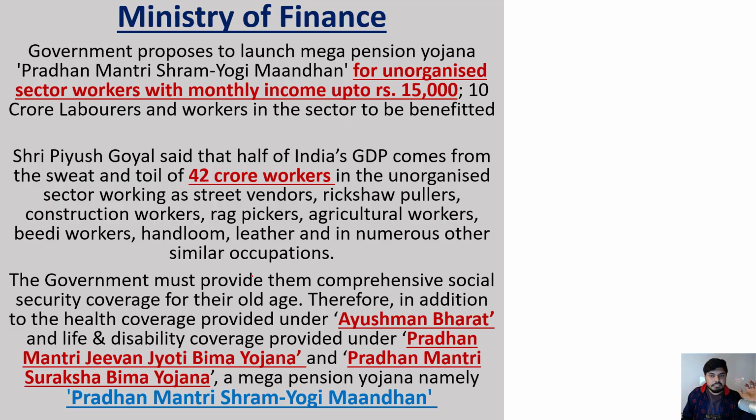Okay, the next data is from the Ministry of Finance. For the unorganized sector, they are bringing a mega pension scheme. This is going to be Pradhan Mantri Shram Yogi Mandhan. It is going to benefit 42 crore workers who are working in the unorganized sector, like rickshaw pullers, vendors, rag pickers, beedi workers, construction workers. So they are going to be supported here. This is going to be the main social security scheme for them.